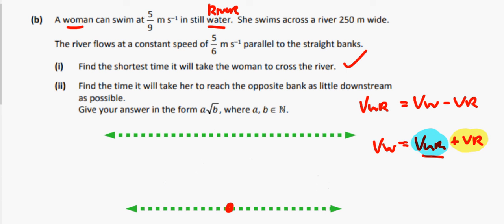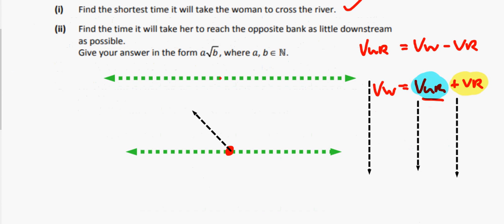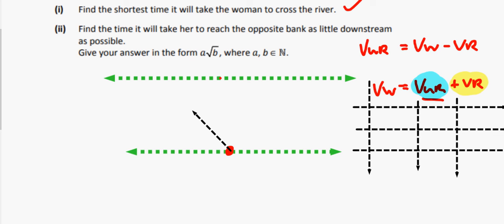Next thing we're going to do is the woman wants to cross the river. We set up this equation, and it usually has 6 items of information to make this work. And what we have is magnitude and direction. Now we know the velocity of the woman in still water is 5/9. We know the velocity of the river is 5/6, and we know that the river goes east.